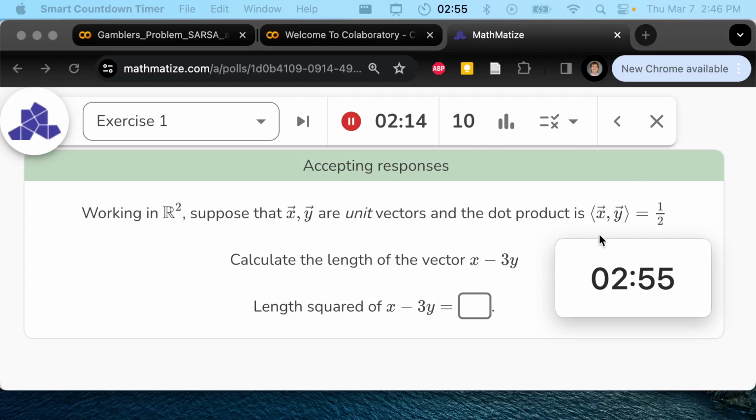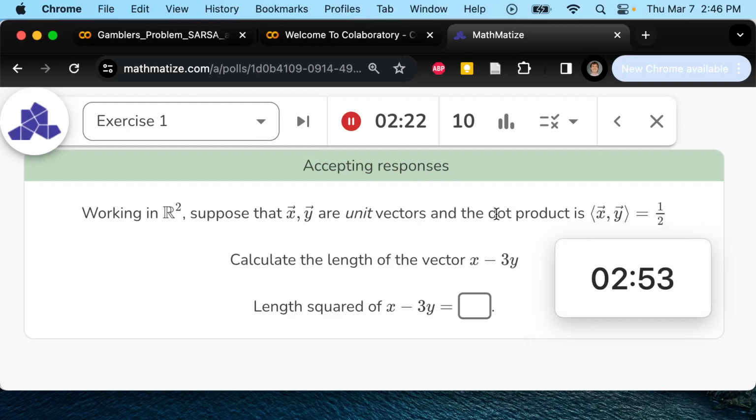Okay, so we're working on this little funny geometry problem with vectors in R2, just to remember how these inner products work, also called dot products. I'm going to call them inner products because that's what everyone calls them once you're working with them in general. Normally the dot product is only on R2. So calculate the length of the vector x minus 3y using what you know about x and y.